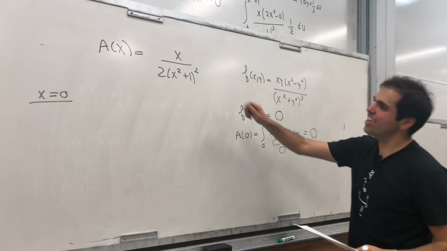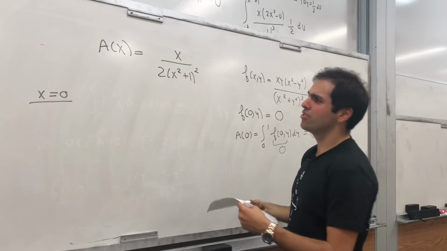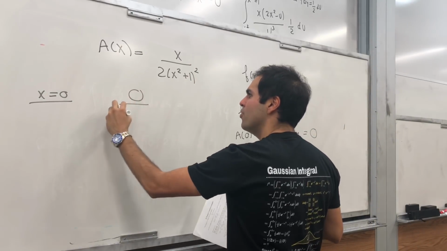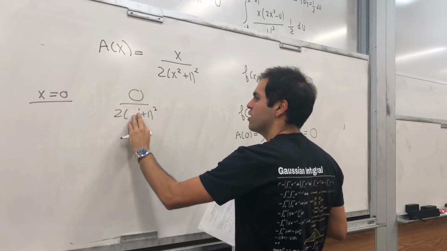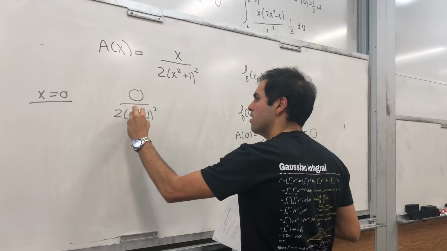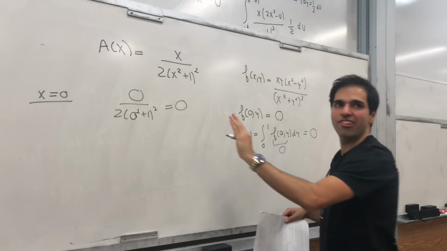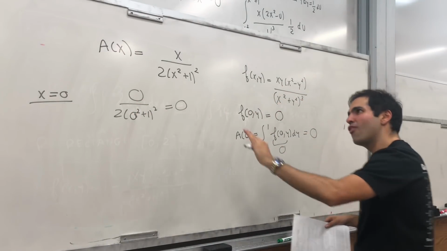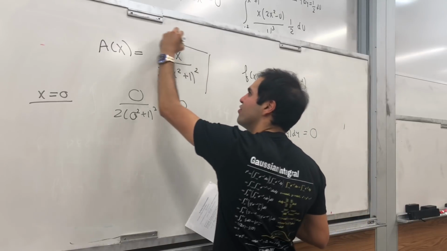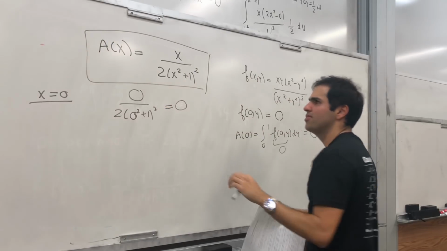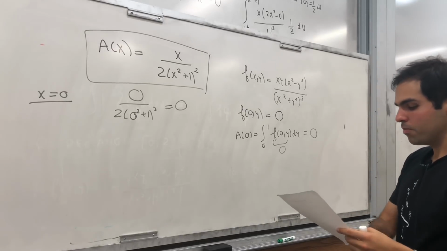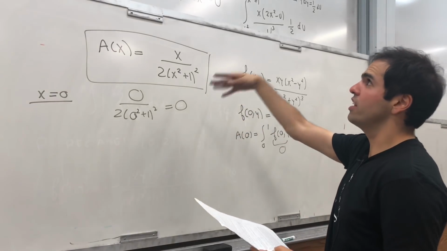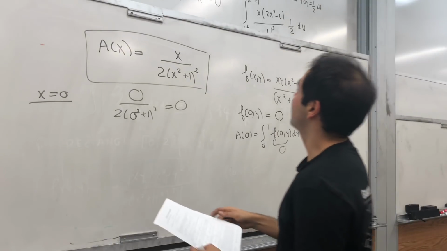And here's the cool thing. If you plug in x equals 0 in this formula, we get 0 over 2 times (0 squared plus 1) squared, and it still becomes 0. So the point is this formula is also valid for x equals 0. So it's valid for all x in our domain. All right, that's good. And now the next step is we want to integrate this.